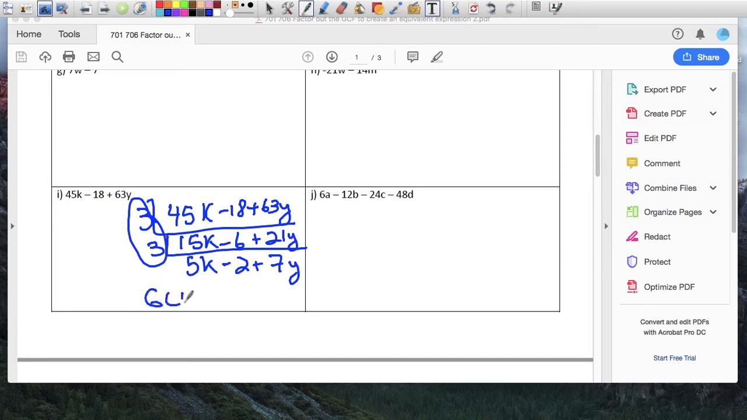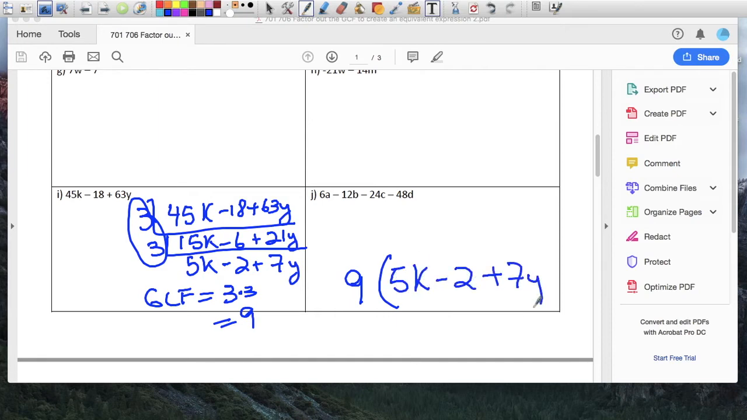So the GCF is going to be 3 times 3, which is 9. So my answer is going to be 9, parentheses, 5k, minus 2, plus 7y. And you can again multiply this, and you get 45, 18, 63.